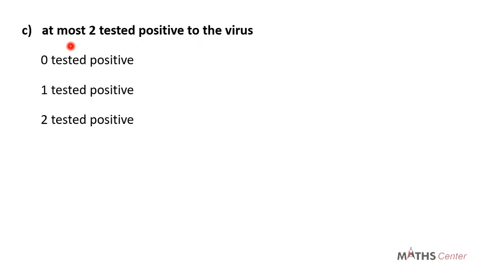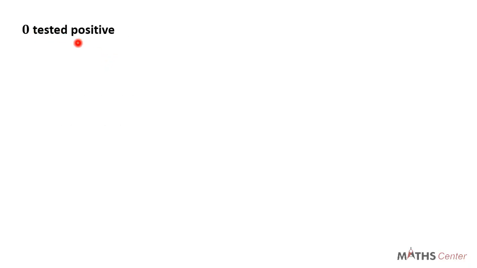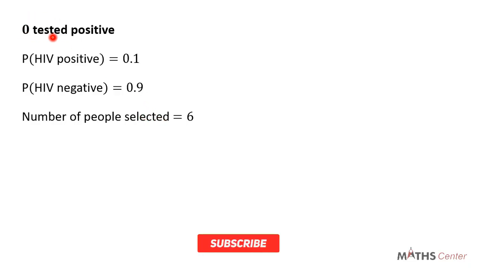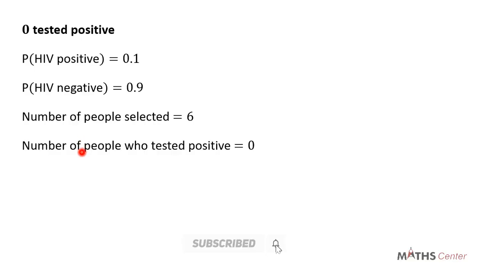So to get the probability that at most 2 tested positive to the virus, we are going to find the probability of these 3 events, then we will add them. Let's begin with the first one, the probability that 0 tested positive. We have the probability that a person tested positive to be 0.1. We have the probability that a person tested negative to be 0.9. 6 people were selected. Here we want to find the probability that 0 tested positive. So the probability that the number of people who tested positive is 0.